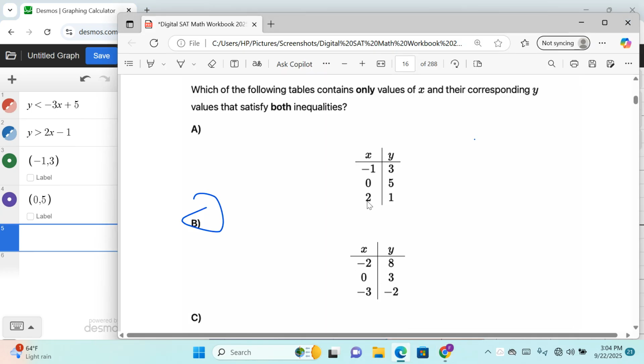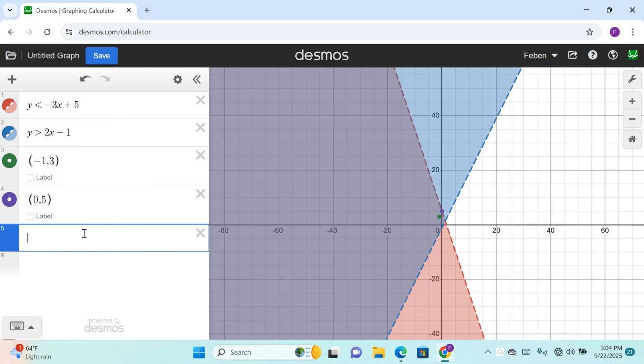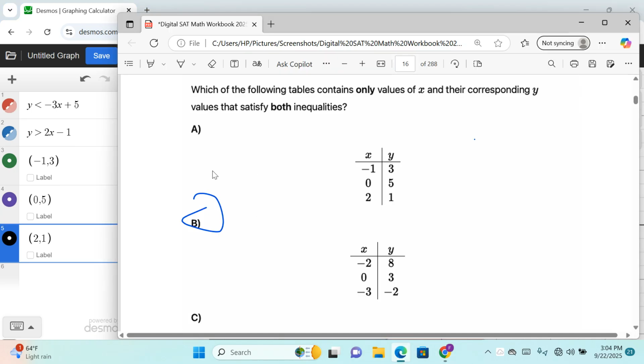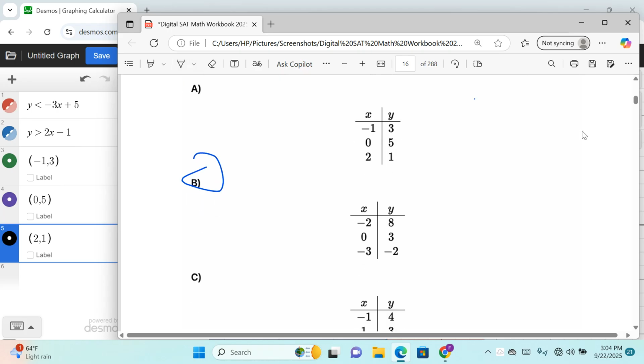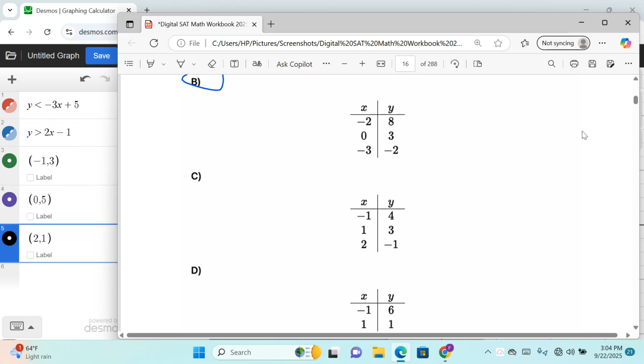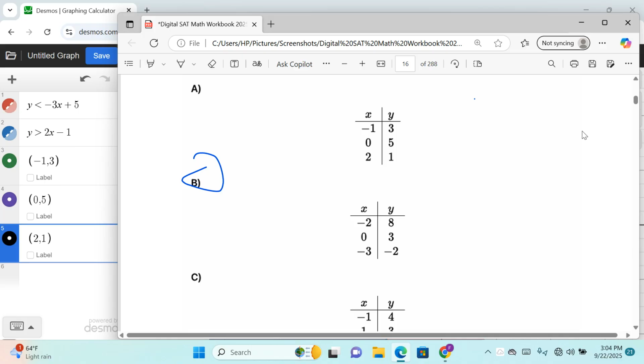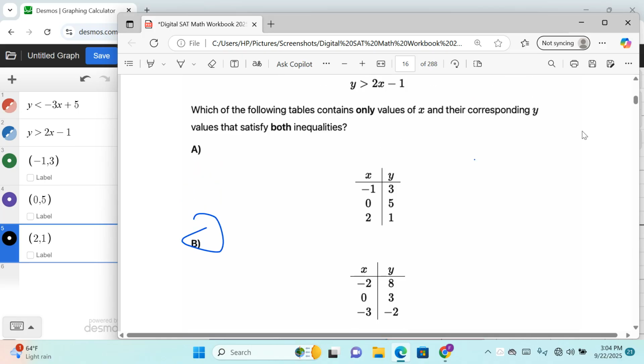And 2 comma 1, right? 2 comma 1 is out of the intersection. Because of 2 comma 1, choice A cannot be our answer. In this way, you can check options C and D. They cannot be the answer for this question, so the correct answer is only B.